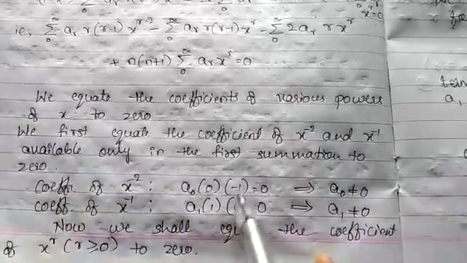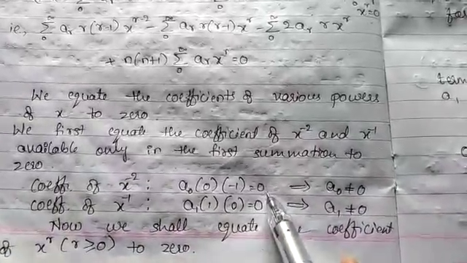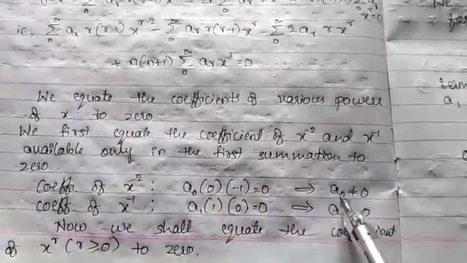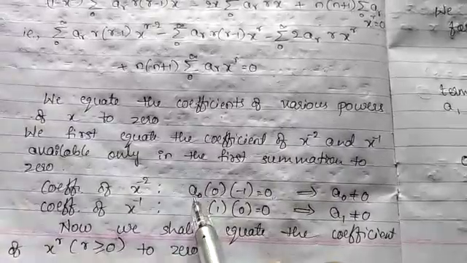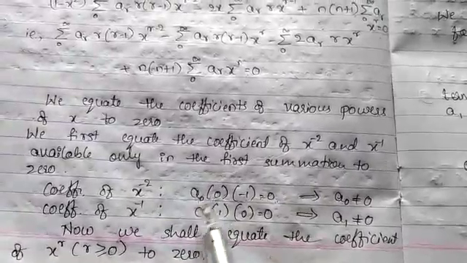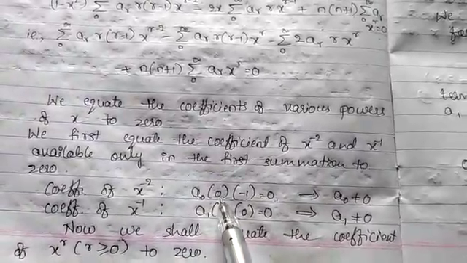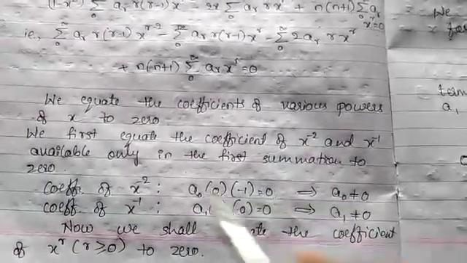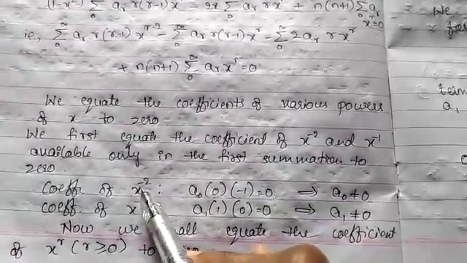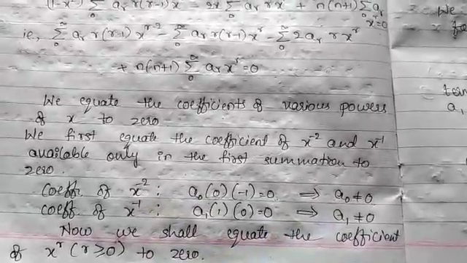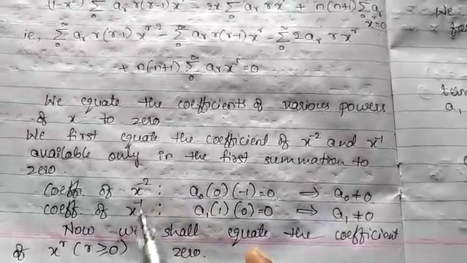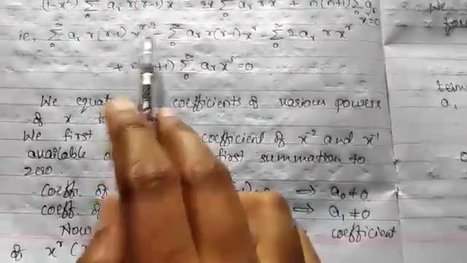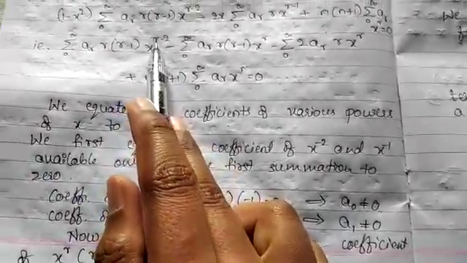Equating this coefficient to 0, here 0 is already there, therefore a naught is not equal to 0. If a naught becomes 0, then it becomes an indeterminate form. Therefore, a naught is not equal to 0. Again, after this, the next lowest power is x to the power minus 1. It is obtained by putting r equal to 1.